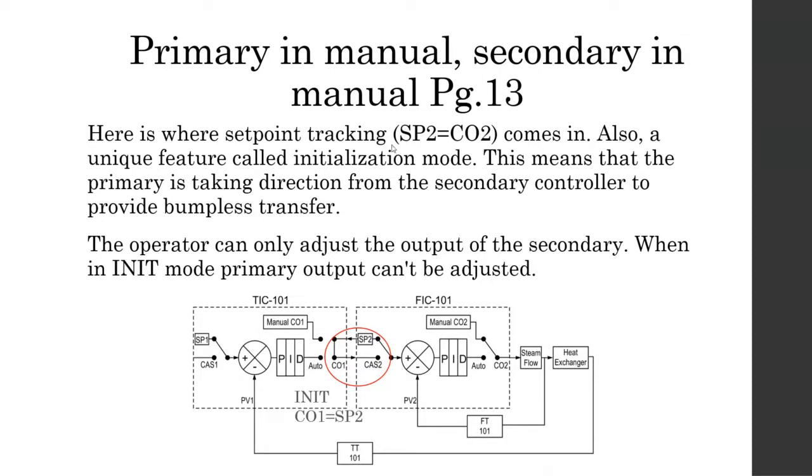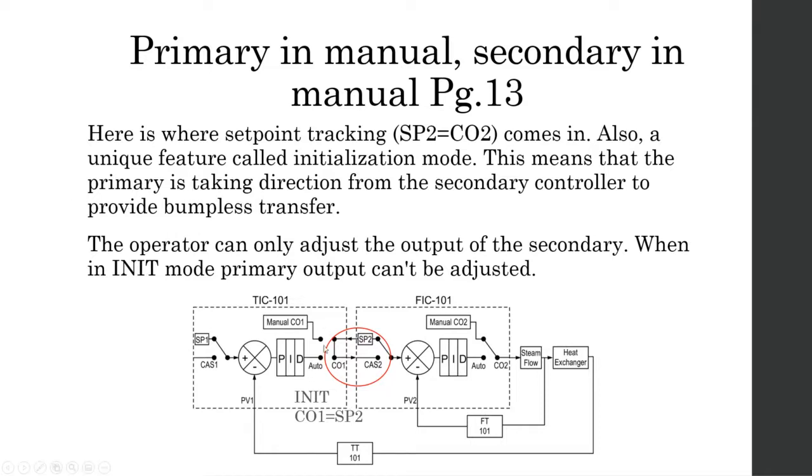But what it means is that the primary is taking direction from the secondary controller in order to provide bumpless transfer. In this application, the operator can only adjust the output of the secondary because when it is in init mode, the primary output cannot be adjusted. And you're going to learn about this init mode in little bits and pieces as we move forward in the remainder of this course, but mostly in fourth year.